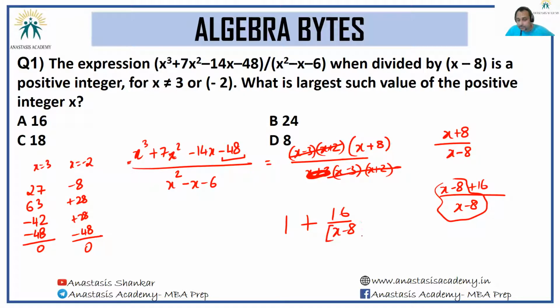Now because this entire result is an integer, x minus 8 has to be a factor of 16. The largest factor of 16 is 16 itself. X minus 8 has to be 16, or x has to be equal to 24.